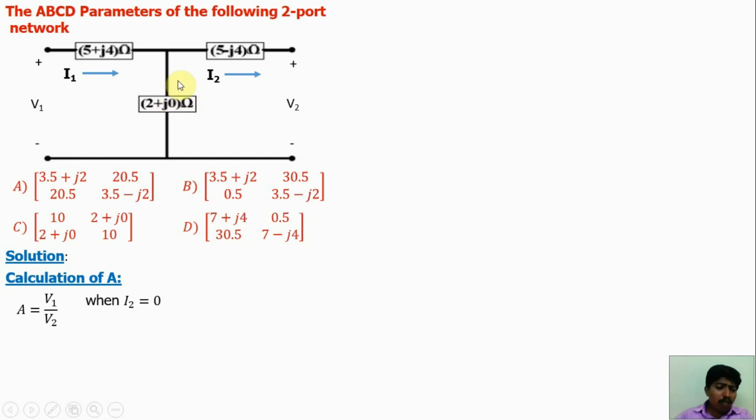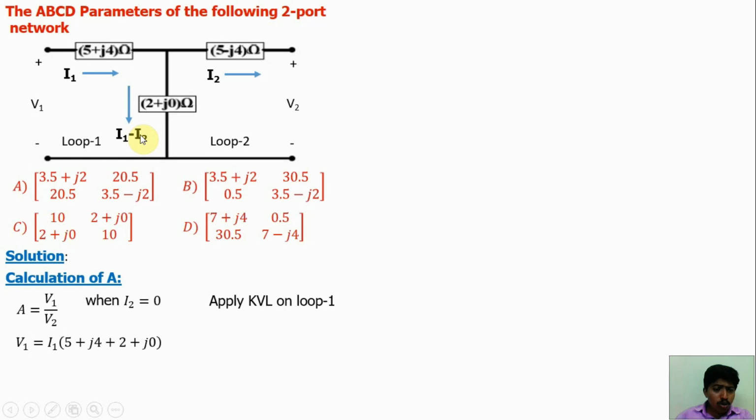So what will be the current flow through the 2 ohm resistance? This current is I1 minus I2, by Kirchhoff's current law. This is loop 1 and this is loop 2. Now apply the voltage law for the first loop, considering I2 is equal to 0. We will get V1 is equal to I1 into (5 plus j4), plus 2I1. Now simplify this equation, we will get I1 into (7 plus j4).